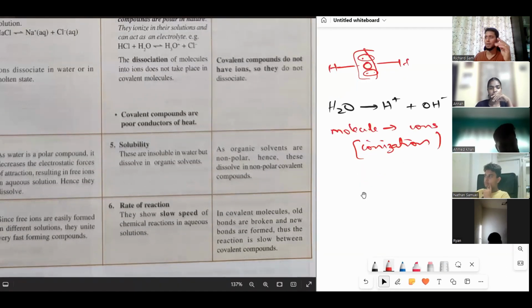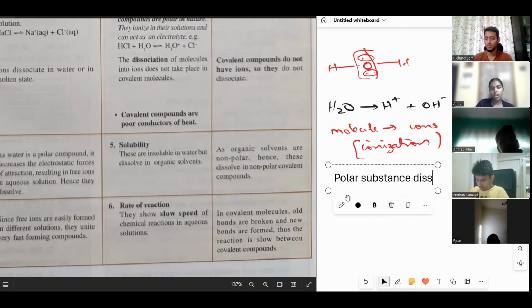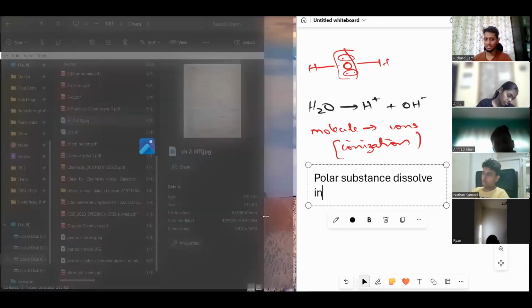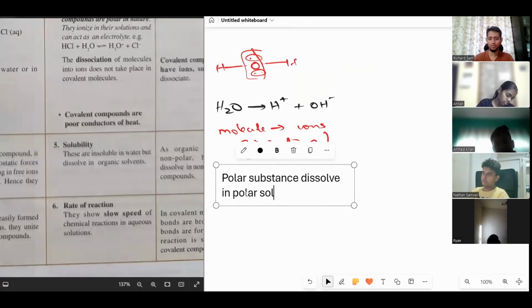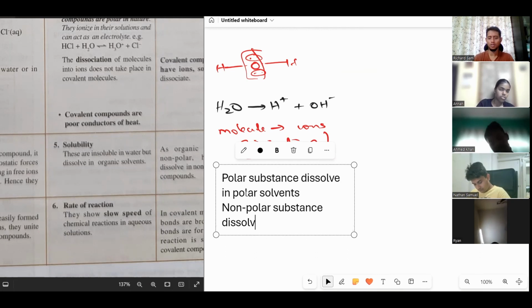Okay, it's like this. Polar substances dissolve in polar solvents. Non-polar substances dissolve in non-polar solvents. That is one rule. Just memorize that rule, write it down. What is that? Polar substances dissolve in polar solvents, and non-polar substances dissolve in non-polar solvents.